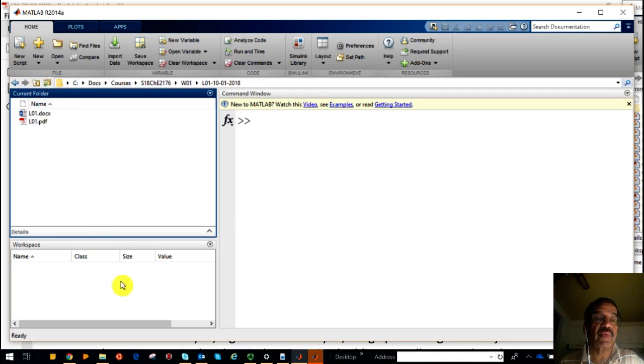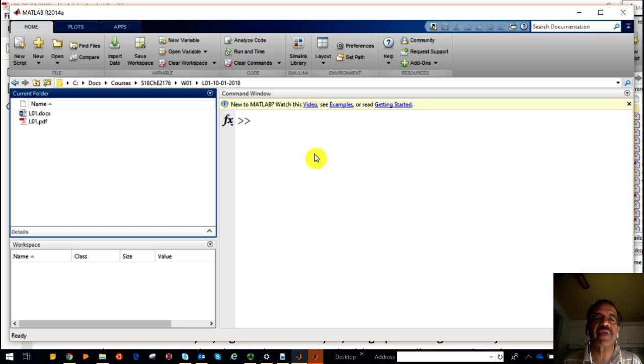The next important window is the workspace window. The concept of a workspace is very important for you to understand. When you are dealing with MATLAB, whatever you enter, create a variable, it stores a copy of it in the workspace. It's like your desktop. It will be cluttered. It will have lots of numbers, etc.